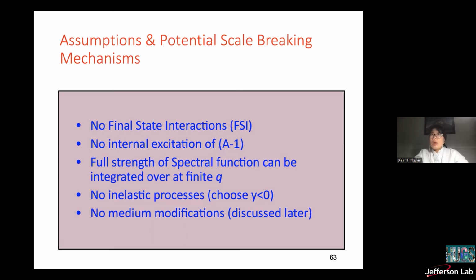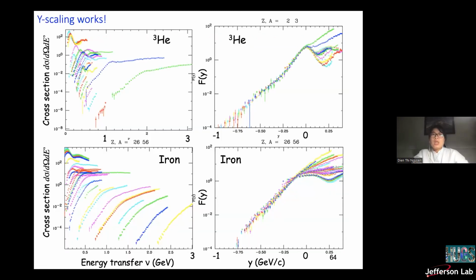So how well does this y scaling work? I already showed you the case of helium-3 right here. It looked pretty well in the region where this assumption works well, in this area, right? You see scaling pretty nice. Now we go to the heavier nuclei. It worked reasonably well, but not that well. And that is why we need to consider the other effects.